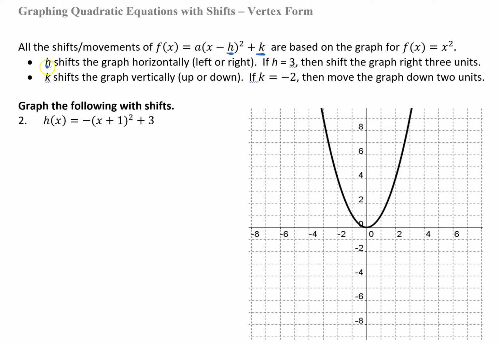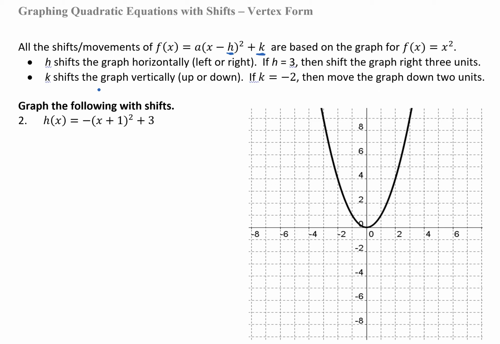Now, the value h will shift your graph horizontally, meaning left or right. If your h had equaled 3, then you're going to shift your graph right 3 units. And if your k value is -2, then you're going to move the graph down 2 units because k shifts the graph vertically, up or down.